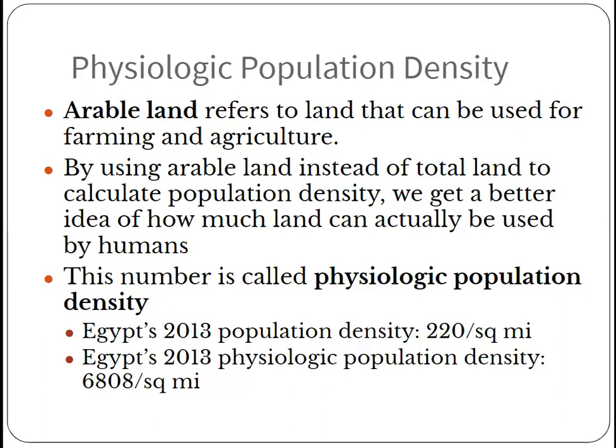So you can see why the physiologic population density is going to be much more useful if you're looking at how closely together folks are living. If you just want to look at number of people versus size of a country, then you can just do the standard population density or the arithmetic population density instead.